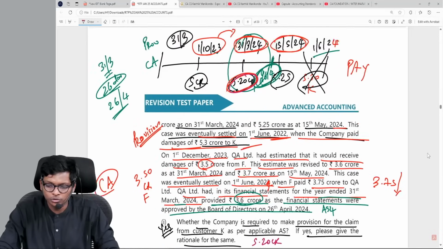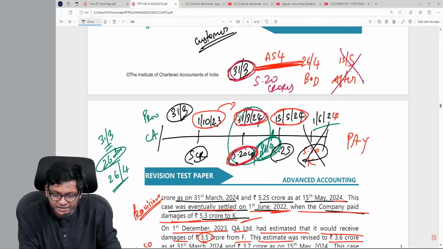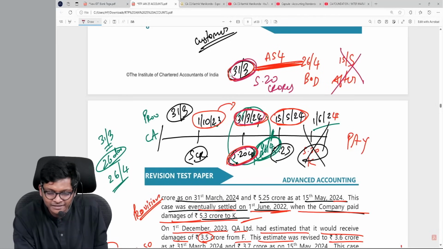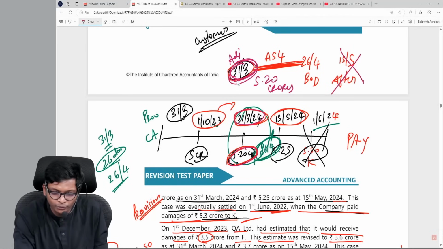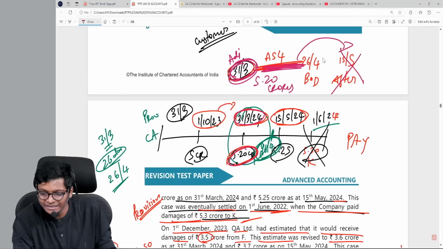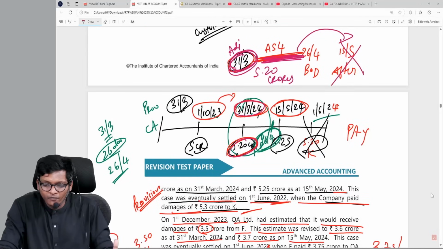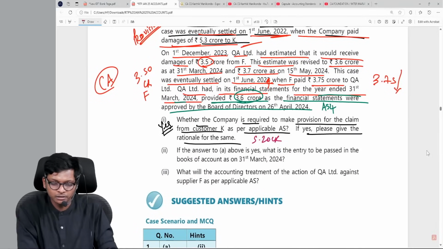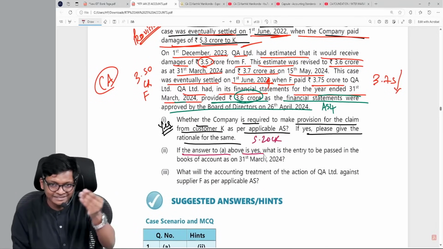Okay, so 5.2 crores as of 31st March. Whether it's material or immaterial will not come here, because it is anyway going to be an adjusting event, as it happened on 31st March itself and nothing happened in this period. Anything that happened after board approval is out of the scope of AS 4, out of my accounting scope. Second, if the answer to the above is yes, I will create a provision.